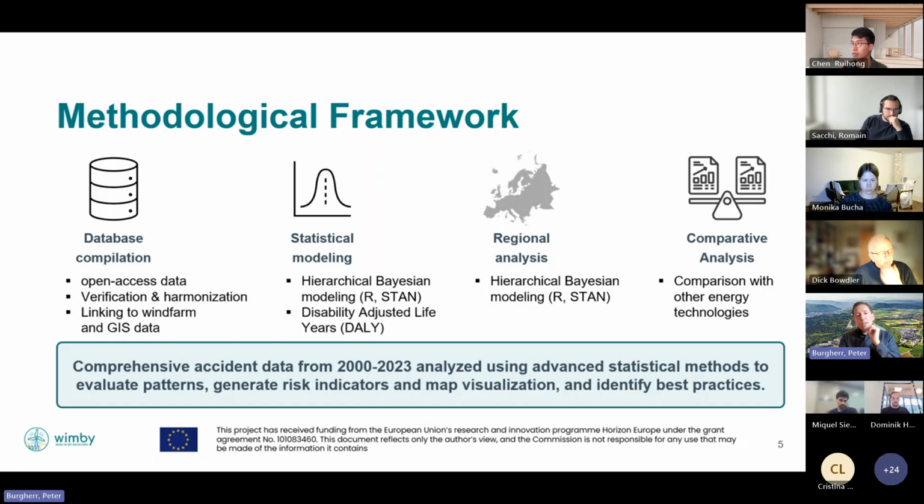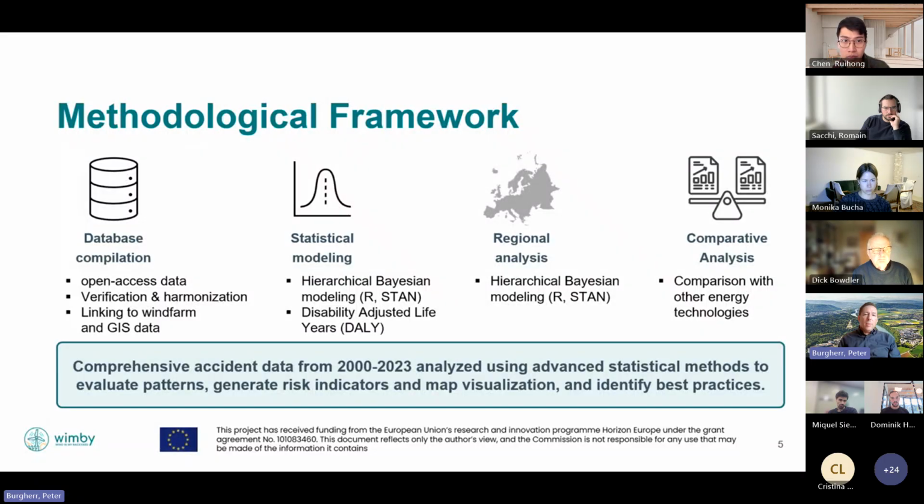We also linked the accident data to wind farm data and to other GIS layers. Then the core is a statistical modeling, because accident data per se are rare events, so you don't have a lot of data. At the same time, it's also very much differing across countries. So we are using what is called a hierarchical Bayesian model. That's a relatively complex thing, but you can then with few data still generate robust results.